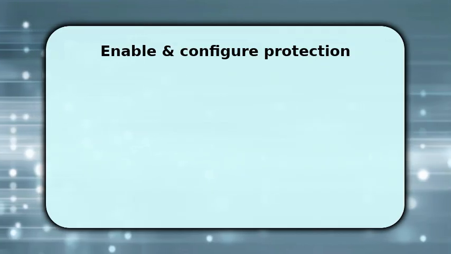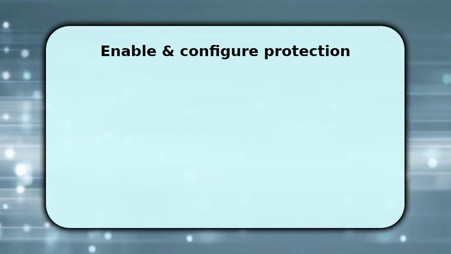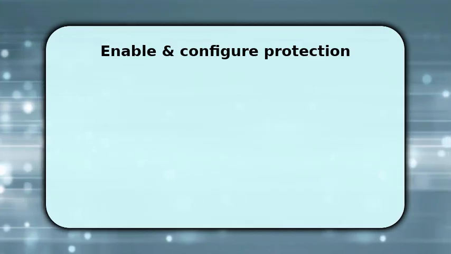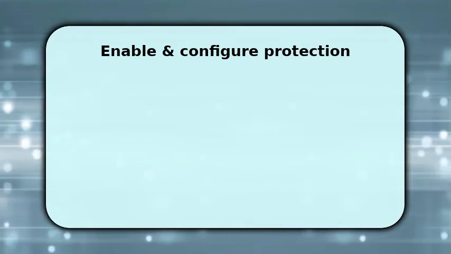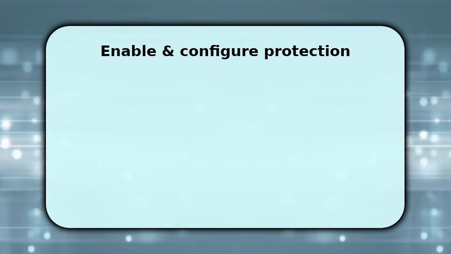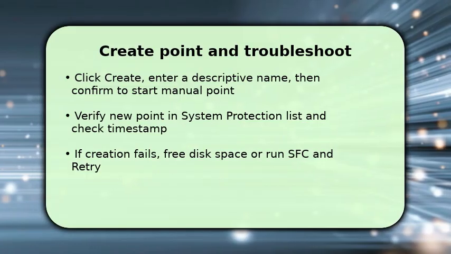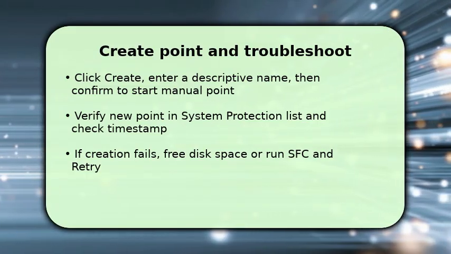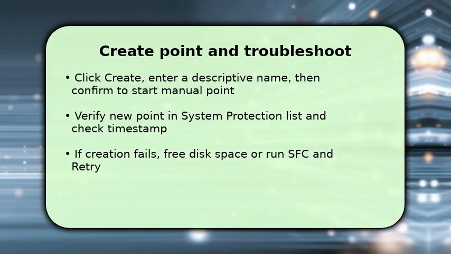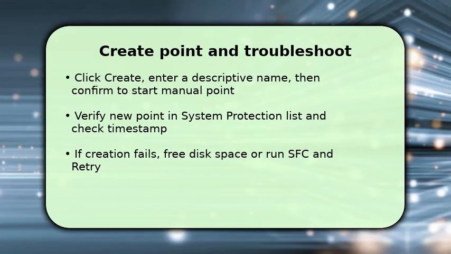Make sure you understand why space limits matter. Older points get purged when the quota fills, so you finish by making a manual restore point for immediate rollback capability. Click Create, type a clear name with date and reason, then confirm. Windows will create the snapshot in moments. Once done, verify the new entry appears with a current timestamp in the protection list.